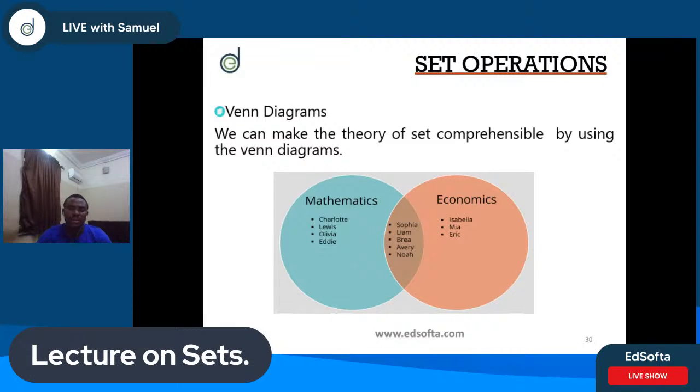If you look, this is a class. The class contains two sets of people: people that are doing maths, people that are doing economics, and people that are doing maths and economics. Now, I'll be switching to the whiteboard so I can illustrate this in a more understandable and interesting way. Just give me a minute.